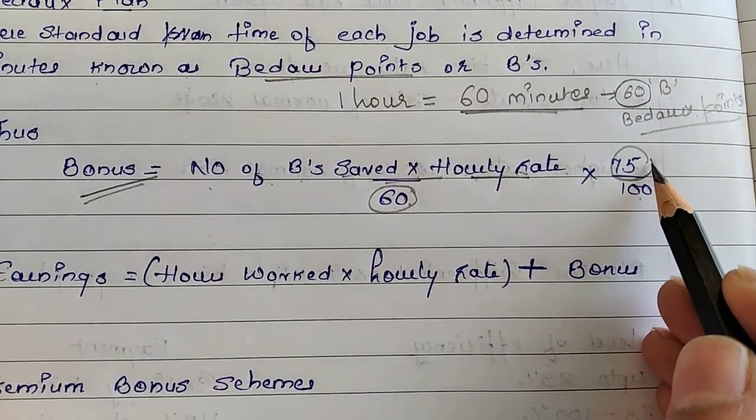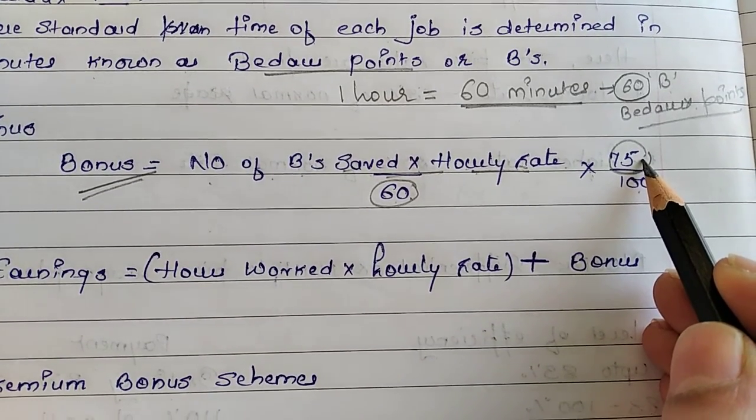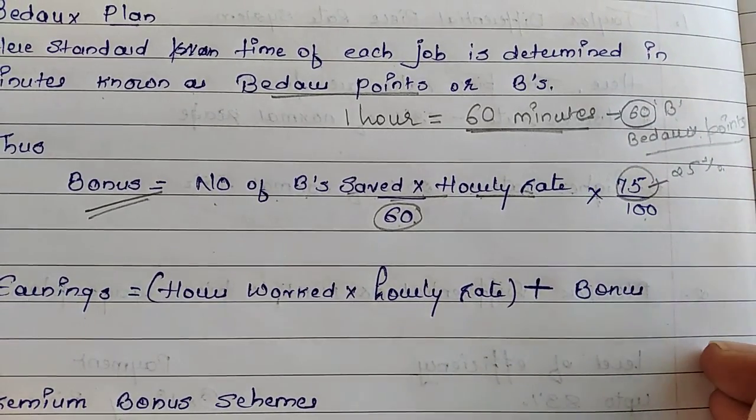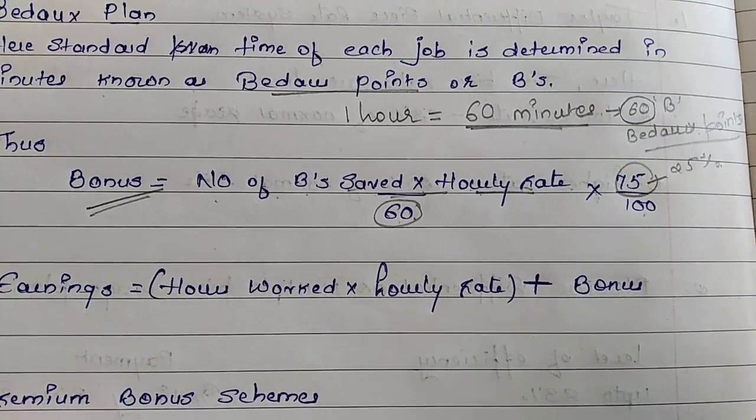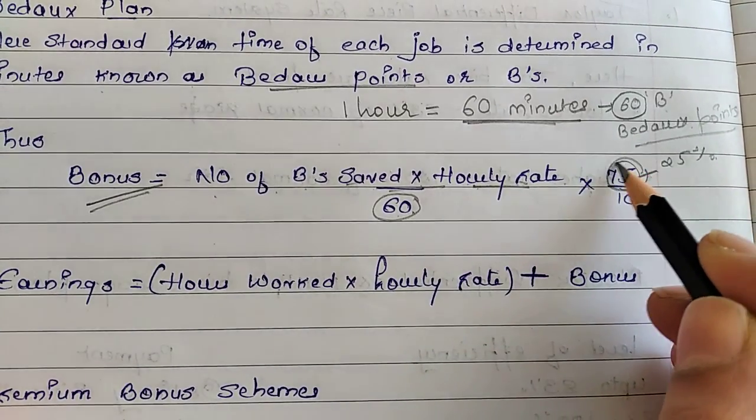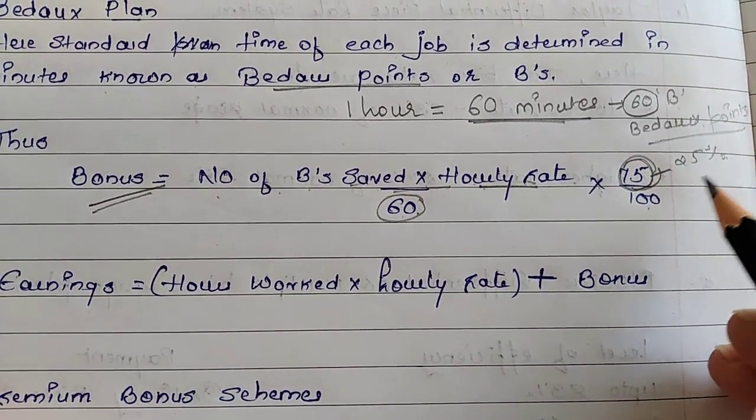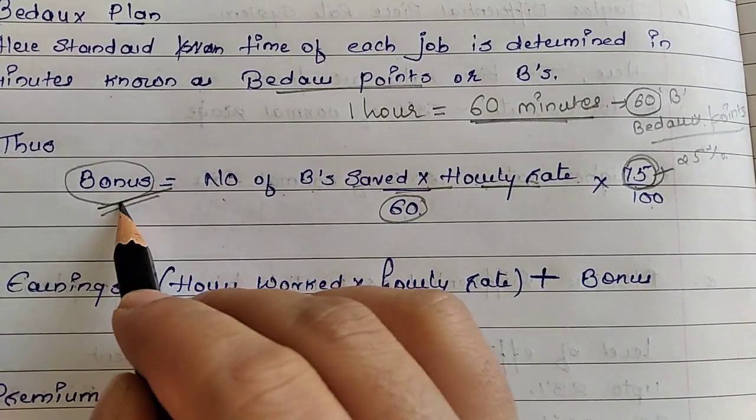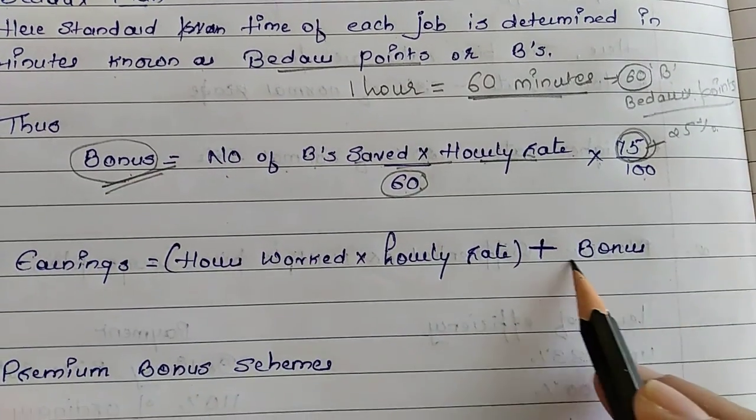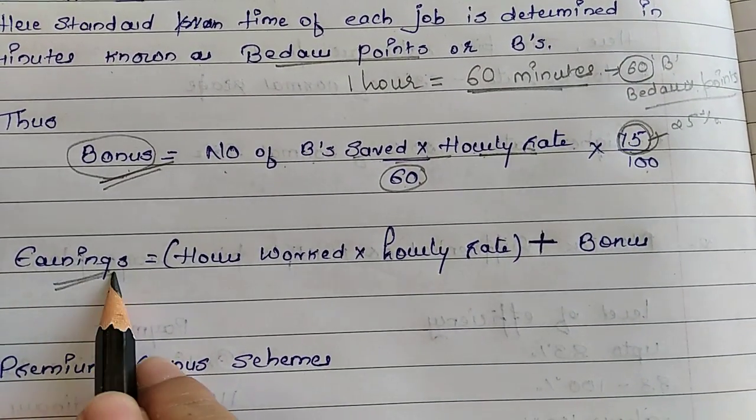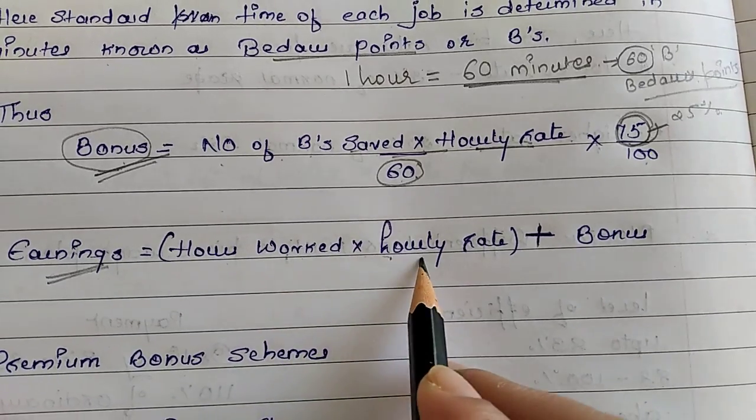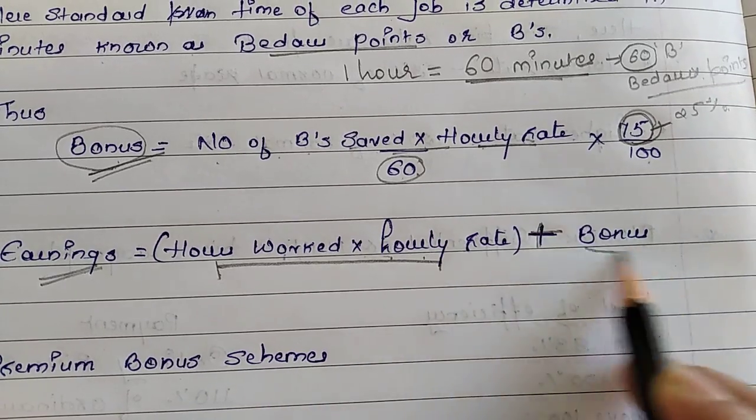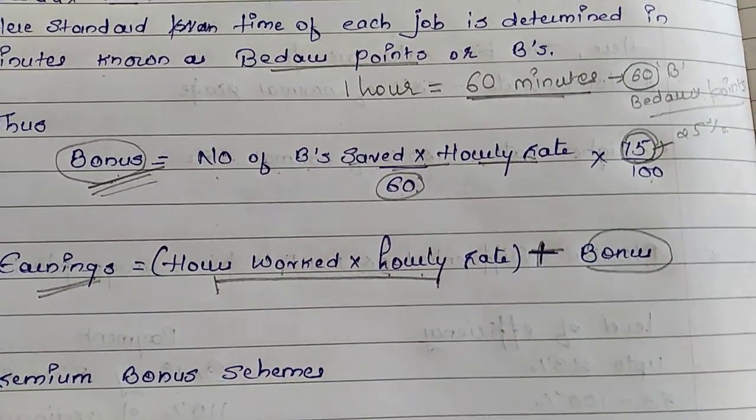Rather, you will get only 75% of the saved amount, and the remaining 25% will go to the supervisor or to the organization. So whatever minutes you are saving, for those minutes you will get 75%. That is 75% of that particular saved number of minutes. So this will be your calculation of a bonus, and then this bonus will be added to your earnings. So your earnings will be hours worked into hourly rate, that is the formula of time rate method, plus bonus that you have earned under this particular formula.